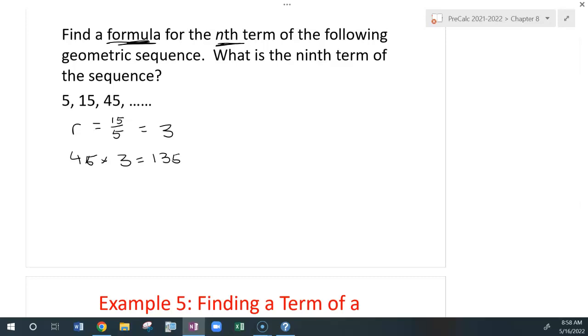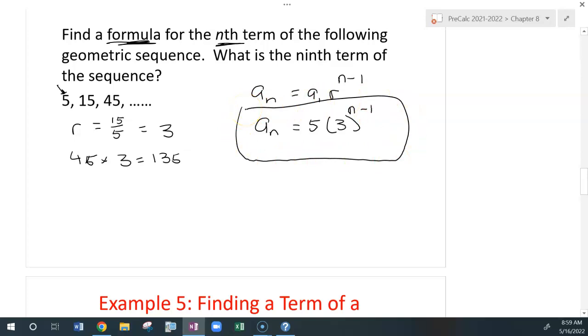Much, much easier is to use the formula that we looked at last time. So a sub n equals a sub 1 times r to the n minus 1. And I'm going to put in the nth term. I'm going to put in a sub n equals, put your a sub 1 right here, that's the 5. Common ratio is the 3, times 3 to the n minus 1. And that's going to be your formula for the nth term.